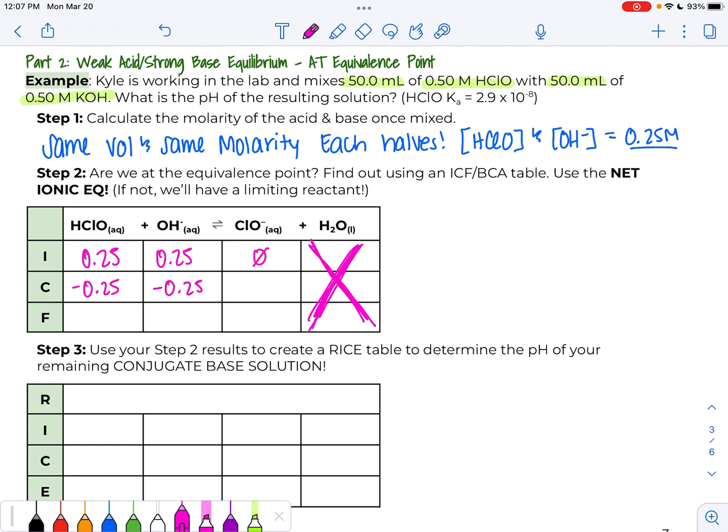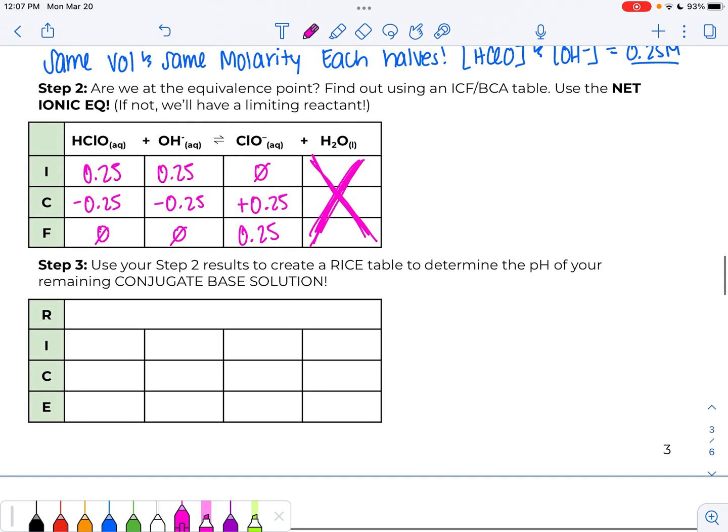So both of these reacting in a 1-to-1 ratio are going to run out at the exact same time. But as this reaction is happening, I am producing some of my conjugate base. So there is a final concentration of my conjugate base that I have to be aware of. But we have no extra acid, we have no extra of our strong base, which is good. All we have is conjugate base.